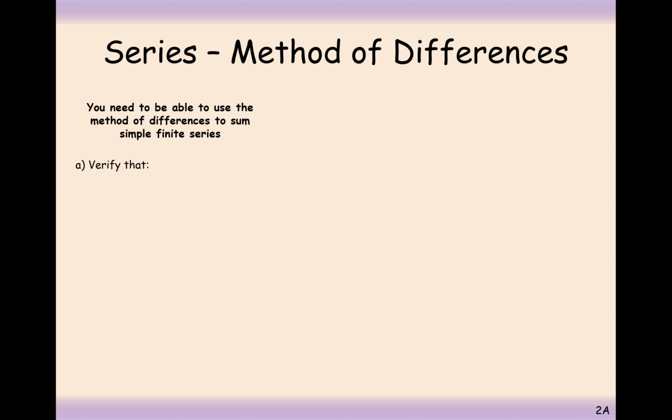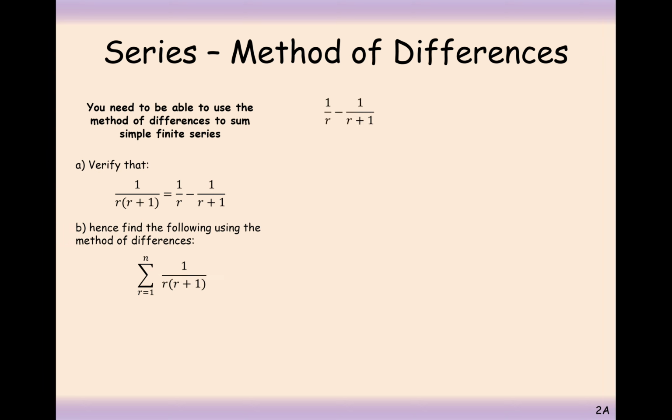Okay, so in the first question we're going to look at, we're first going to verify that 1 over r times r plus 1 is equal to 1 over r minus 1 over r plus 1. This method of differences topic does link in quite well with partial fractions. And then hence find the following using the method of differences to find the summation for that sequence there.